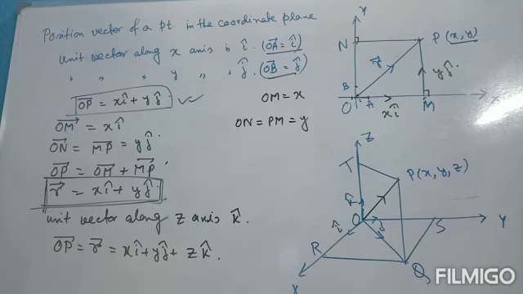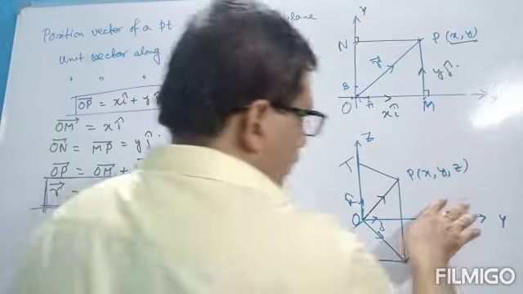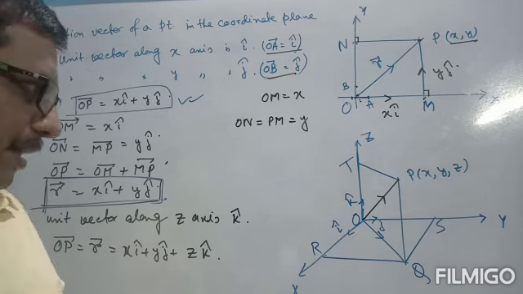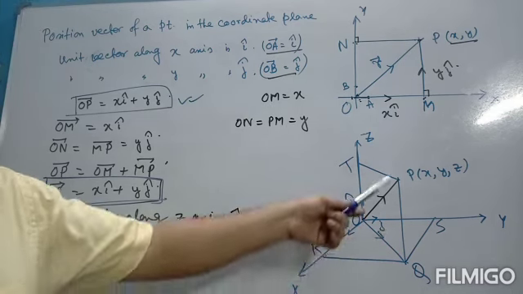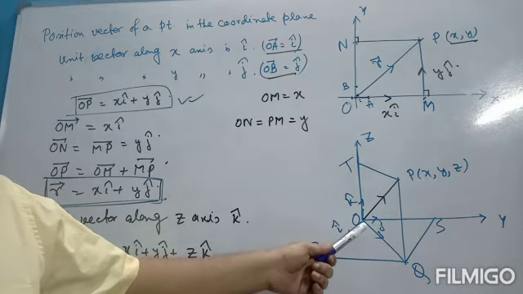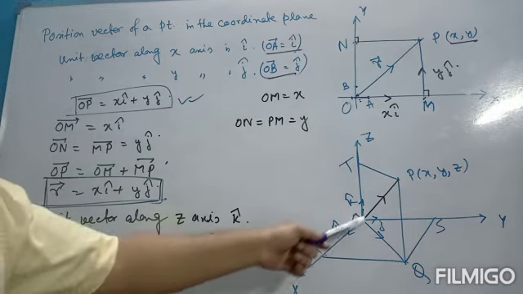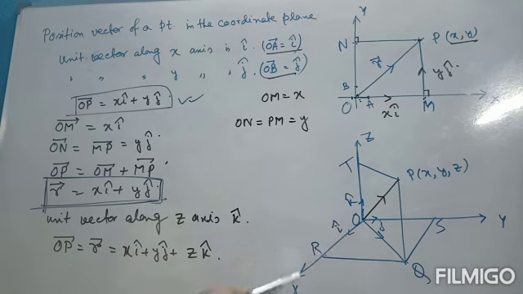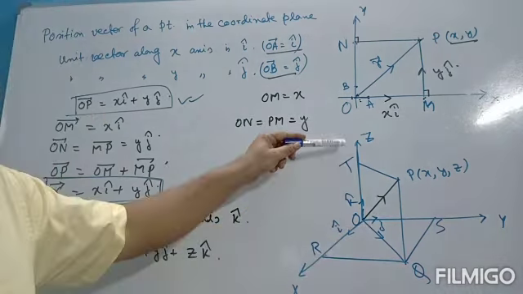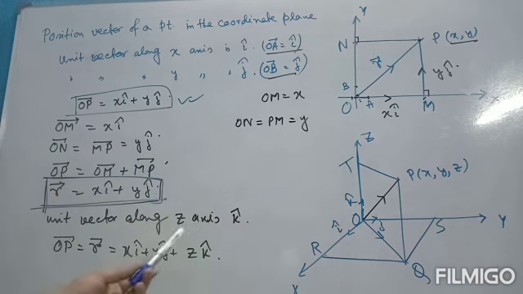Now it is in a 3-dimensional figure. Try to draw here. P is a point whose coordinates are x, y, z, in a three-dimensional figure. If we draw a perpendicular PQ on the xy plane, then along the x-axis the unit vector is i, along the y-axis the unit vector is j, and along the z-axis the unit vector is k.